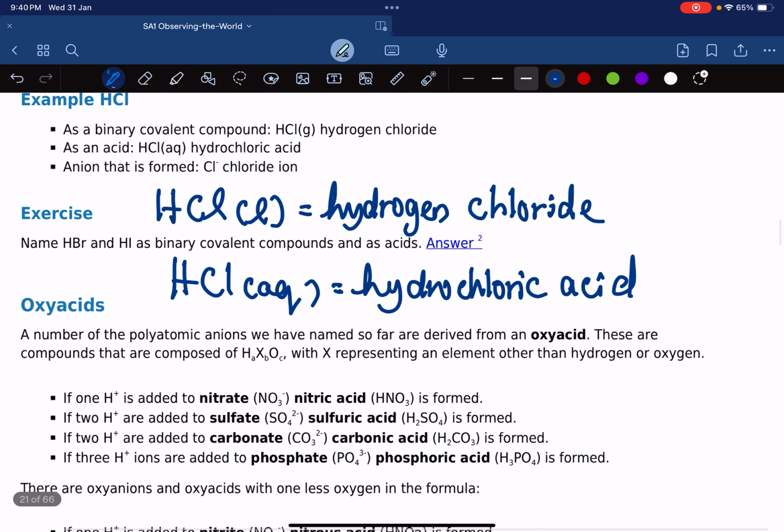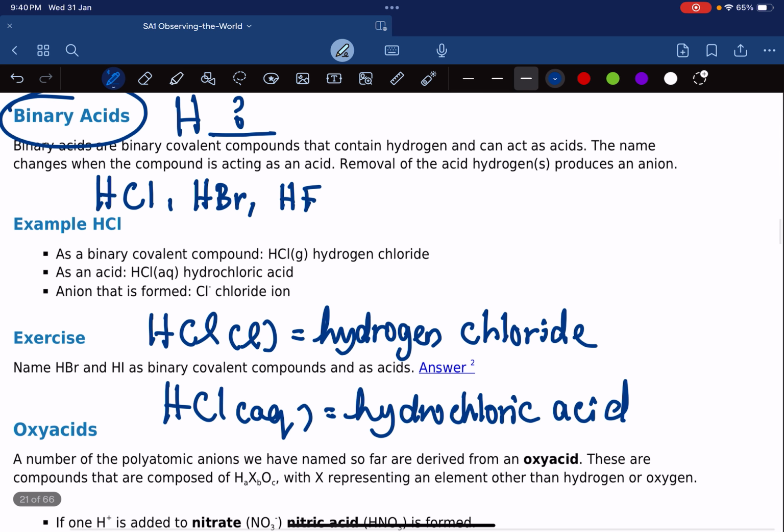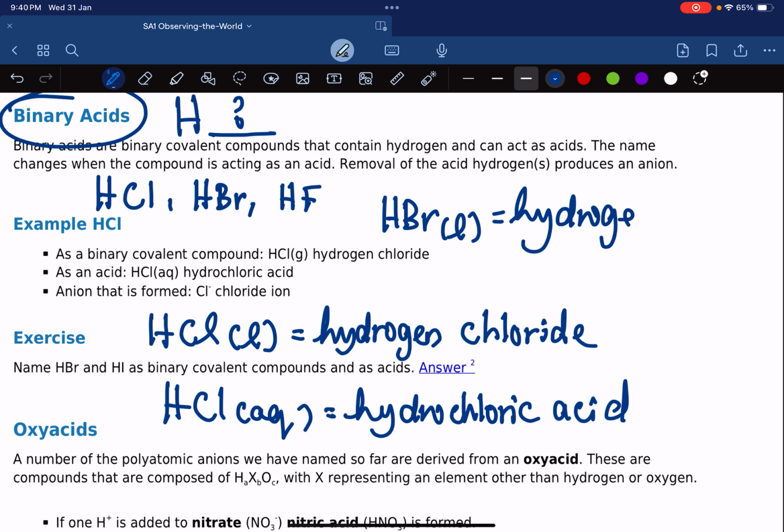So the difference between liquid and aqueous: aqueous means hydrochloric acid, and if it's liquid, it's hydrogen chloride. Just like HBr liquid, this is called hydrogen bromide. But if it's HBr aqueous, then we call this hydrobromic acid. Hydrobromic acid, that's the name.